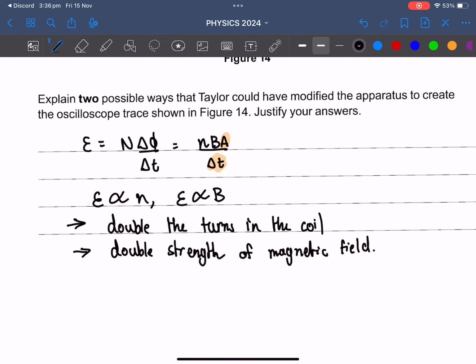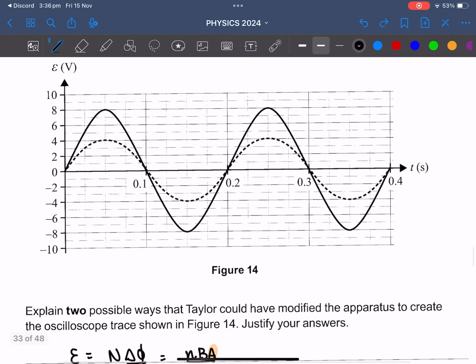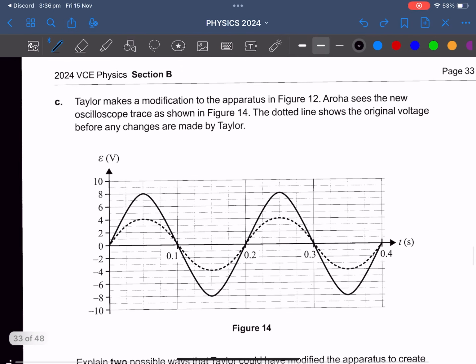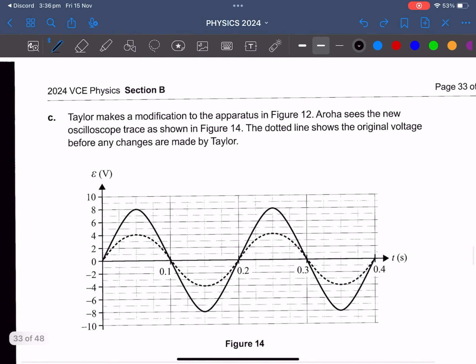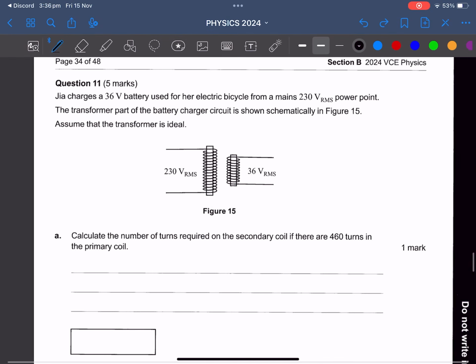Now, the reason why time is constant is because the period doesn't change. The period is still constant, it's still 0.2. And the area of the coil doesn't change because they didn't mention anything about that. So that means area and change in time are constant, and that's why we can get the proportionality. And yeah, that's how I got the answer. Okay, so next question.